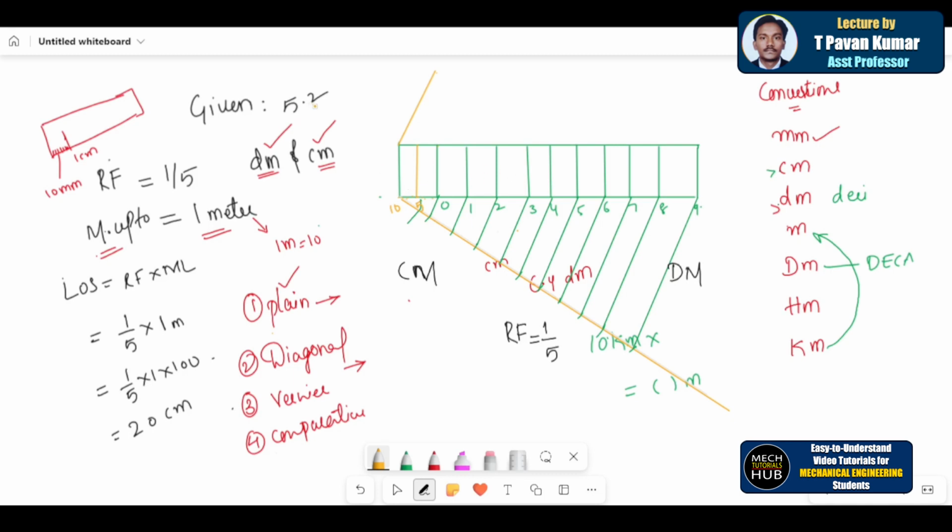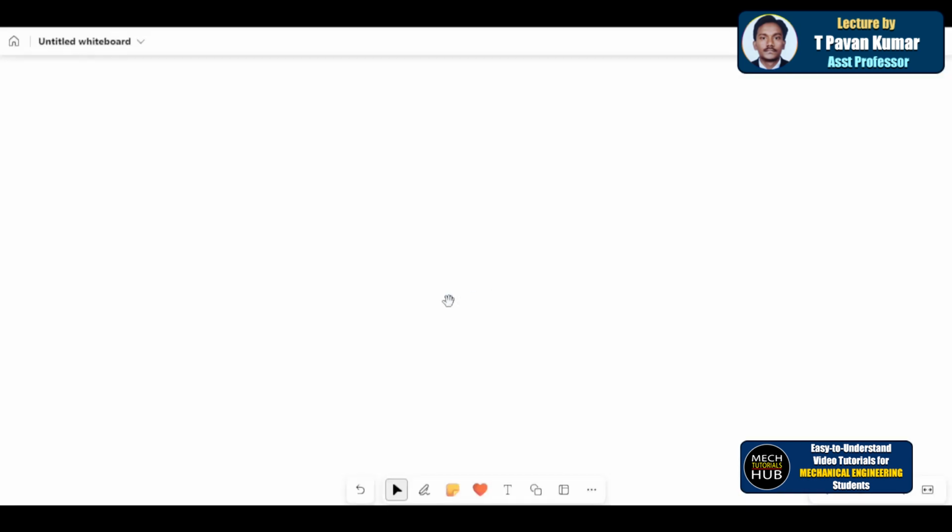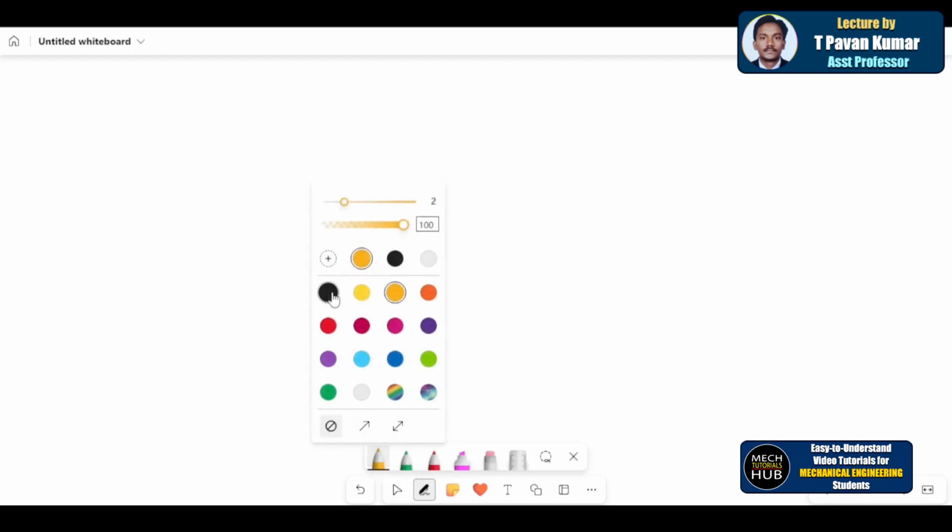Now if I want to measure 5.2, one leg of the divider will be on 5, one will be on the second division. Accordingly I can easily measure. This is how a plane scale will be measured by using the conversions and given dimensions. Alright, and let me take one more simple problem of a plane scale. In the upcoming lectures I try to explain diagonal, vernier and comparative scale also. Let me clear the complete window and come up with a simple problem again.